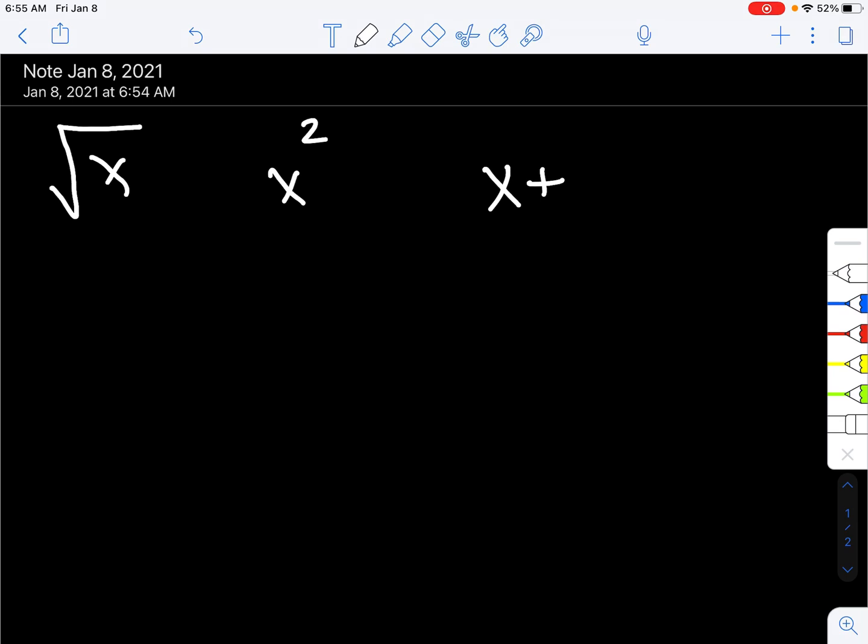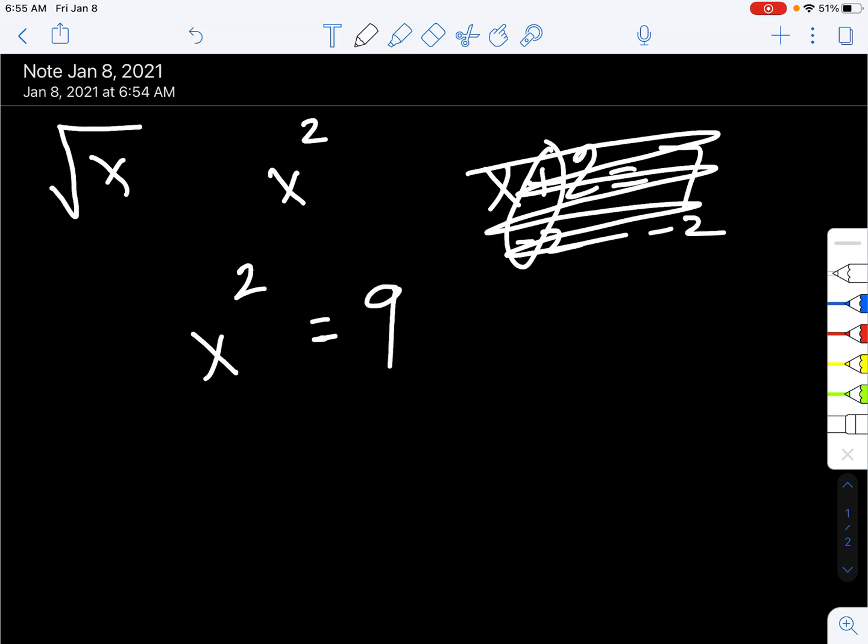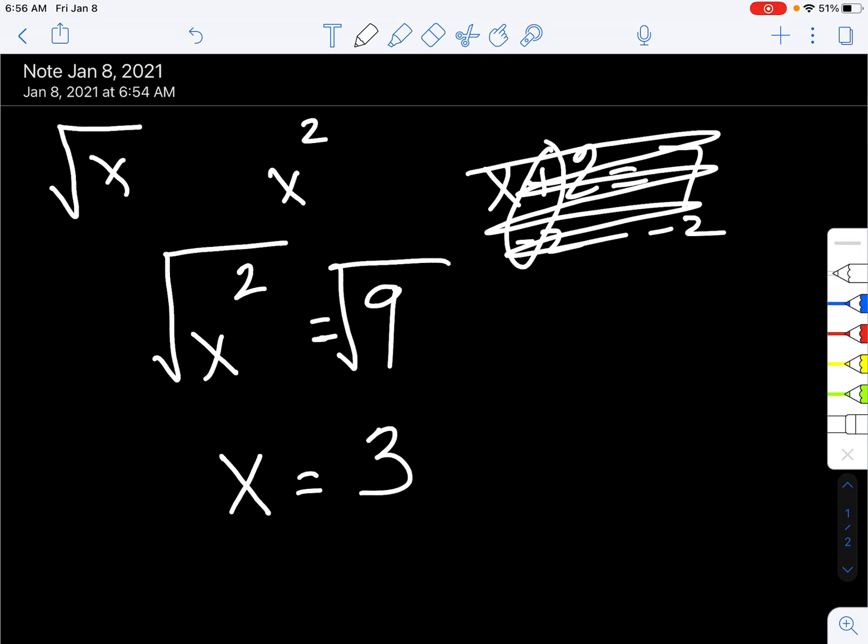Like if we had x plus 2 equals 7, to get rid of this 2 or to undo this, we would subtract, because addition and subtraction are opposites. Well, if we had something like x squared equals 9, to solve for x, we would take the square root of this side and the square root of this side. That would leave us with just x equals the square root of 9, which we know is 3.